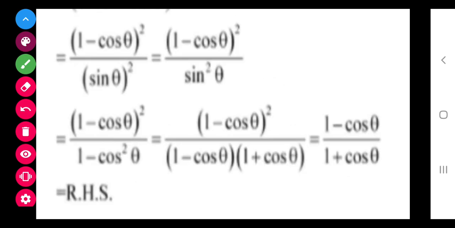Next, I hope you all are understanding. These are not the easy ones, you have to practice this again and again.